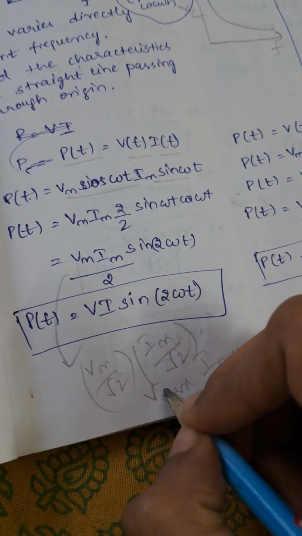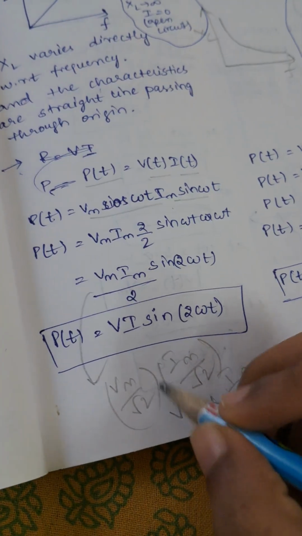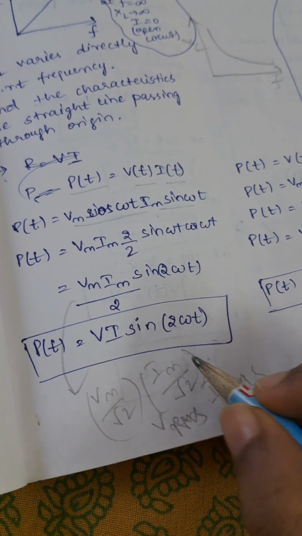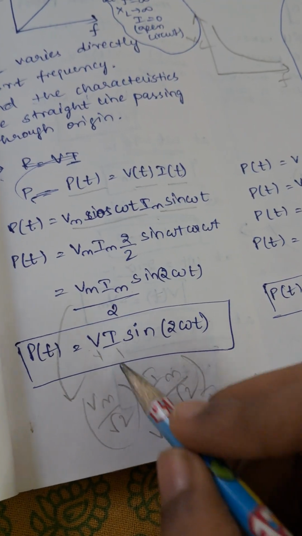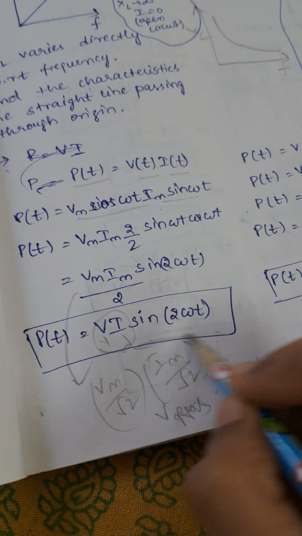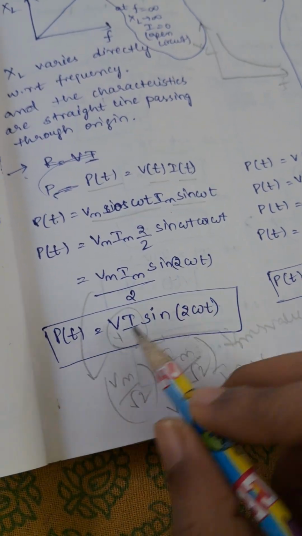Sorry, Irms. Max means maximum, okay? So Vm by root 2 is Vrms, Im by root 2 is Irms. These two are RMS values, okay? P of t is Vi sine of 2 omega t.